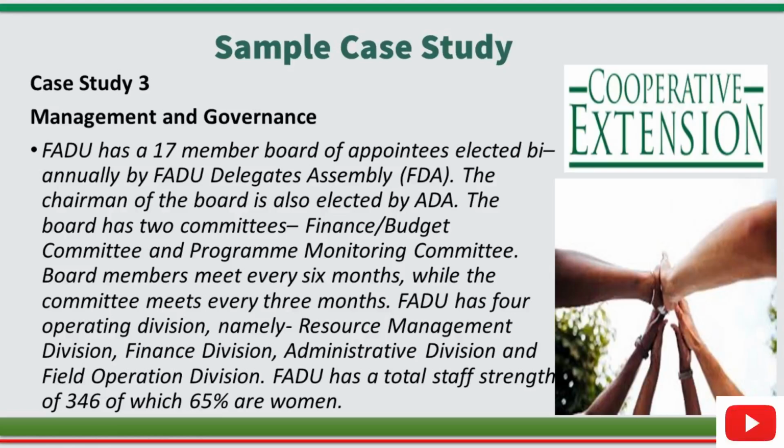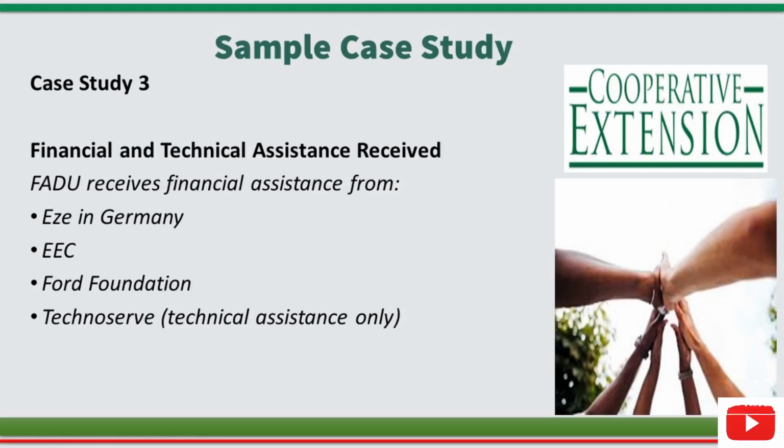Now, the chairman of the board is also elected. The board has 2 committees, the finance budget committee and the program monitoring committee. Board members meet every 6 months, while the committees meet every 3 months. FADU has 4 operating divisions, namely resource management division, finance division, administrative division, and field operation division. Now, FADU has a total staff strength of 346, of which 65% are women.